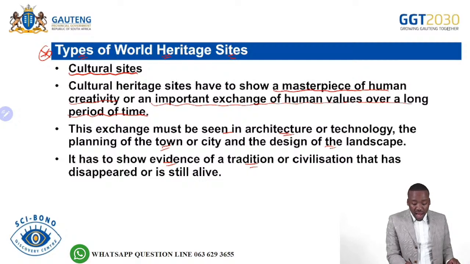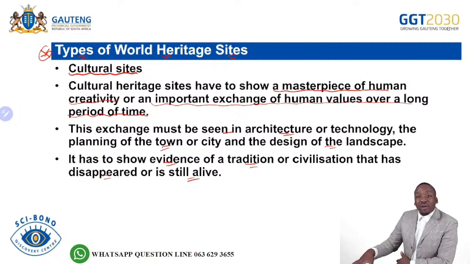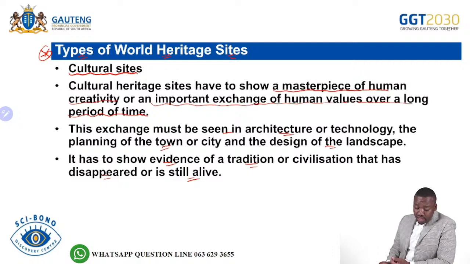It has to show evidence of a tradition or civilization that has disappeared or is still alive, right? Sometimes when you visit that particular heritage site, you will see the drawings on the rocks there in Drakensberg, Ukhahlamba Mountain. You will see the evidence of the Khoisan that they once lived there. Or when you go to the Namakwa, there in Northern Cape, or when you go to the Richtersveld.